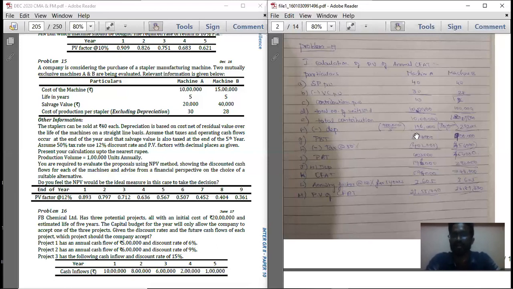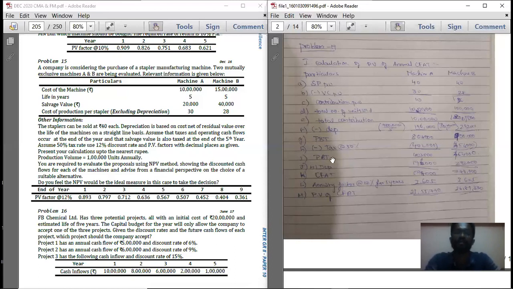Now underline it. In respect of that PBT, now total it. 10 lakhs minus 1 lakh 96,000, you are getting 8 lakh 4,000. In respect of machine A, record 8 lakh 4,000. And for machine B, calculate 12 lakhs minus 2 lakh 92,000, that is 9 lakh 8,000. So profit before tax for machine A is 8 lakh 4,000 and machine B is 9 lakh 8,000.